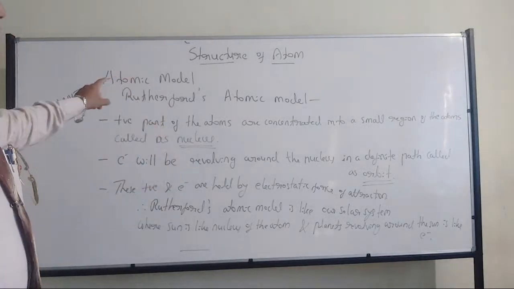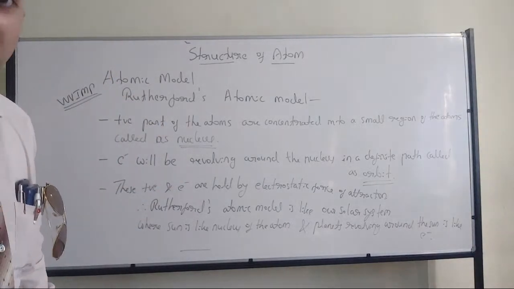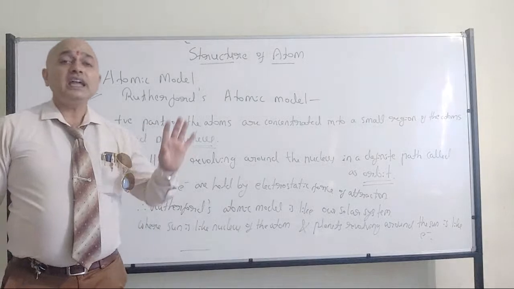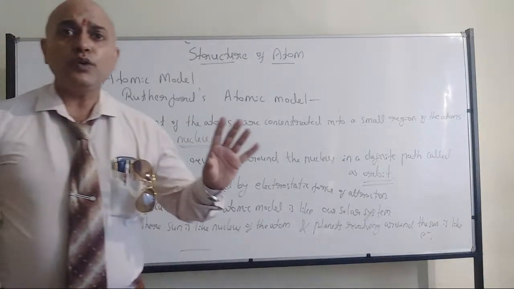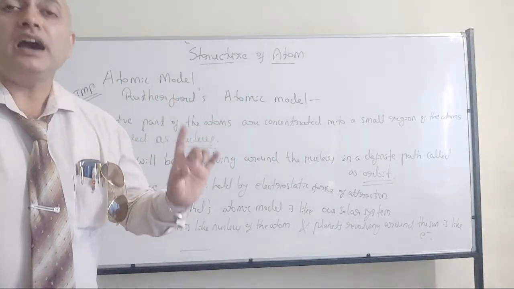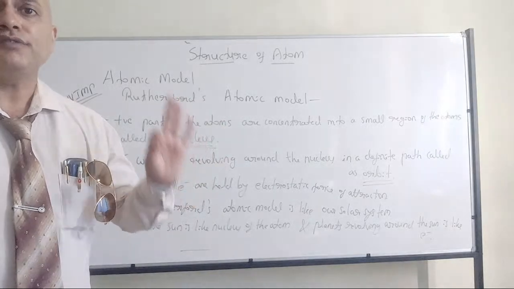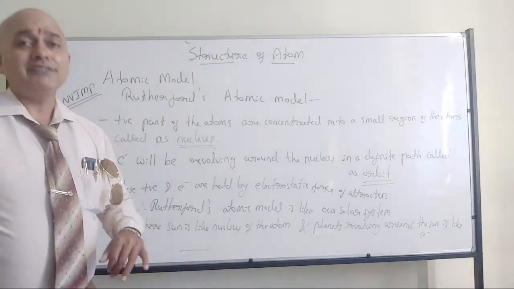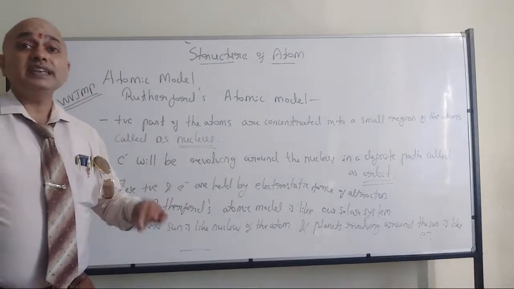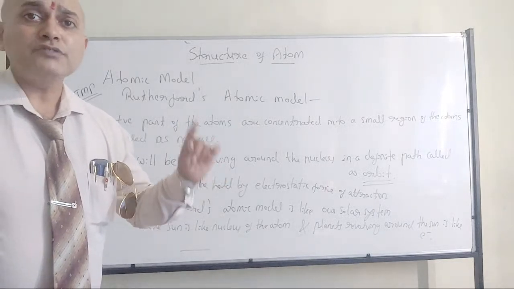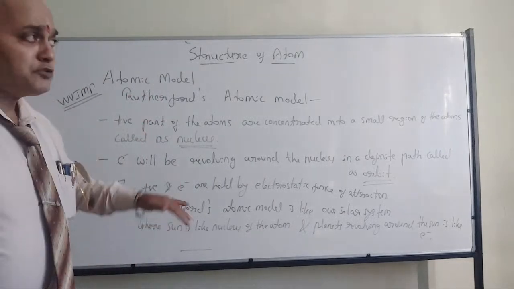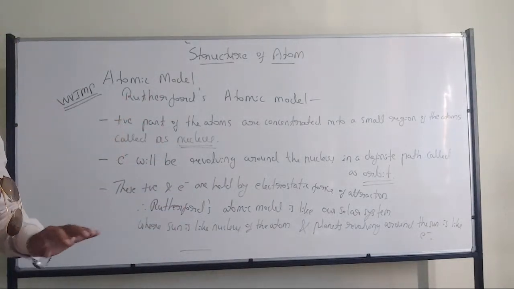Now, when I am talking about Rutherford's atomic model, if they have asked in the exam, the first sentence you should write is, it is based on the alpha particle scattering using gold foil experiment. If they ask, explain Rutherford's atomic model for 3 marks or 4 marks, whatever it might be, you should write that first sentence. That should be your one sentence. Then you should give the points. What is that atomic model?